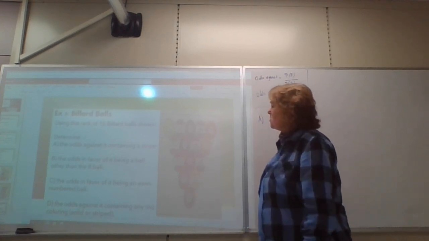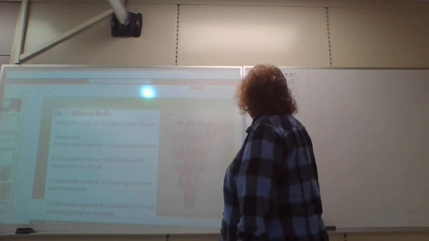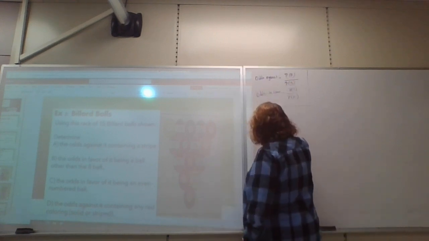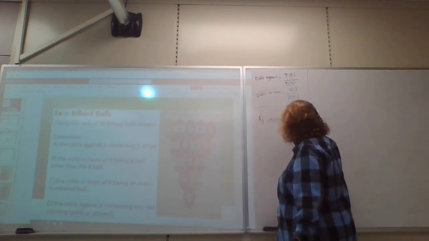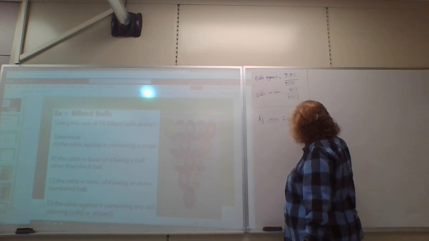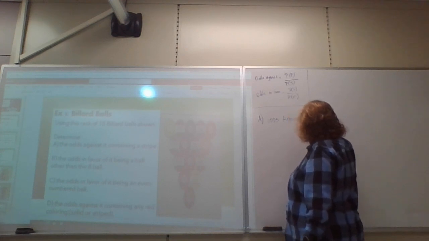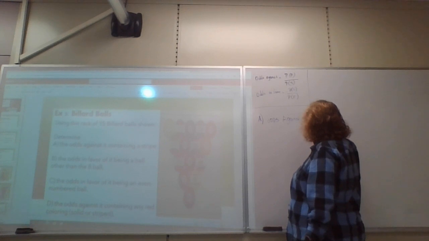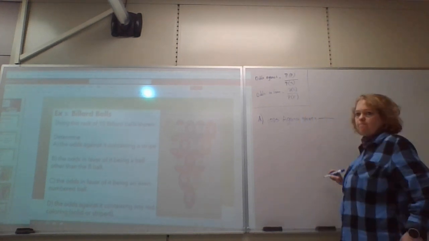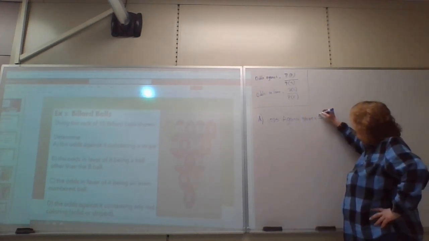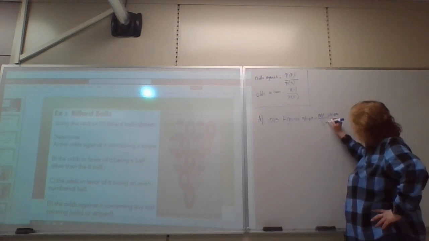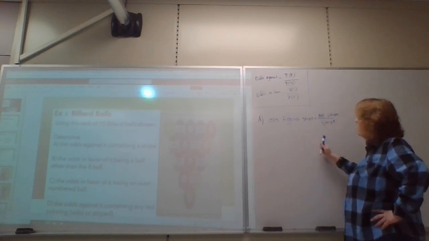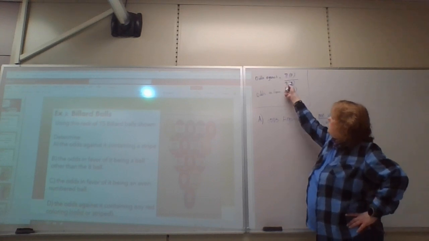Okay, so we're looking at A. What's the odds against containing a stripe? So odds against a stripe. When we say odds against a stripe, what do we put on top? We put not stripe to stripe, right? Because odds against is failure to success.